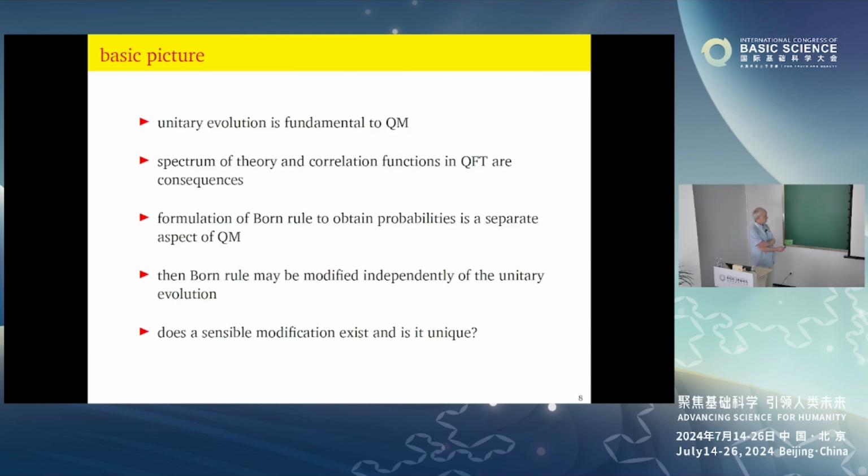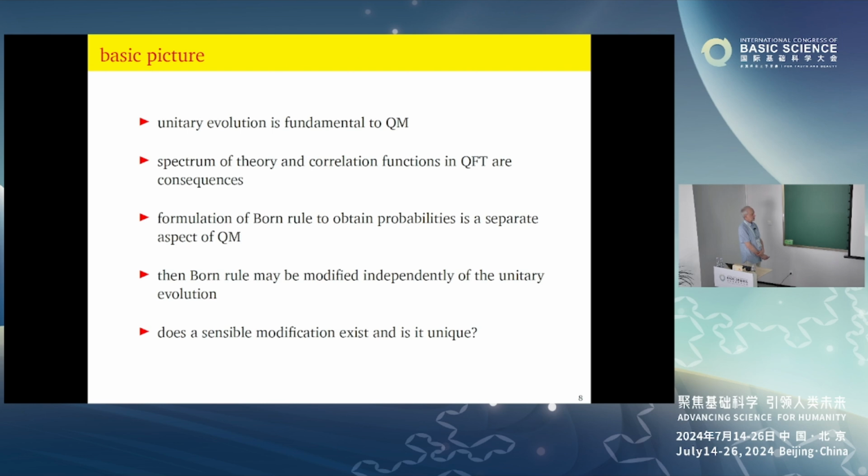So let me give you the basic picture. We all know that unitary evolution is fundamental to quantum mechanics. The spectrum of the theory and the correlation functions that are of interest in quantum field theory are all consequences of the unitary evolution of the theory. But the formulation of the Born rule to obtain probabilities is something separate. It's a separate aspect of quantum mechanics.